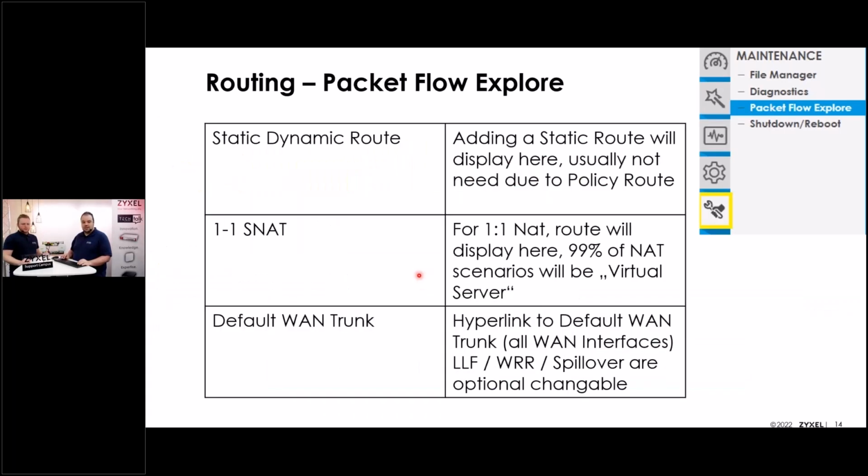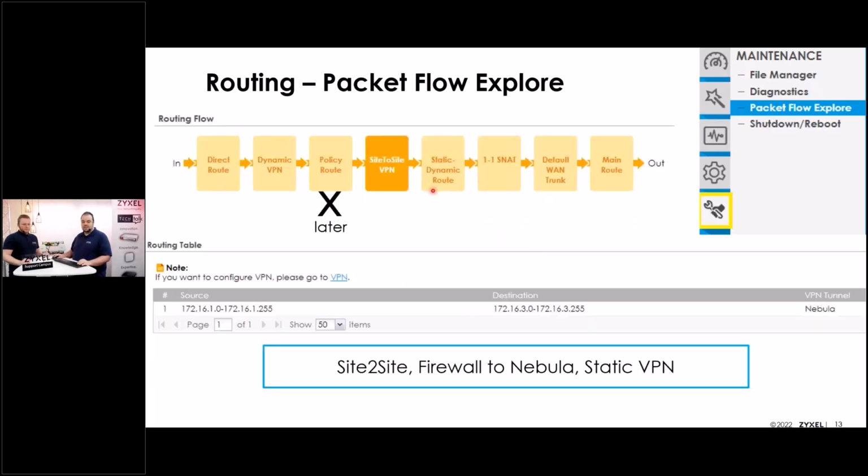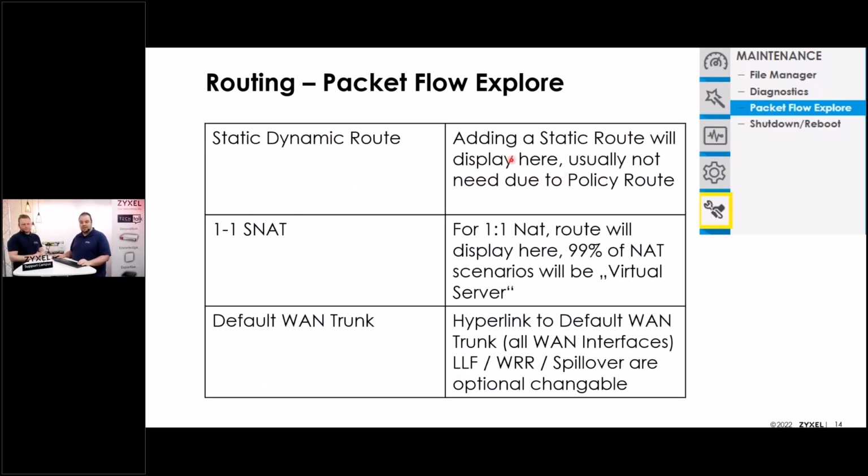Well, then the next three points, static dynamic route, one-to-one SNAT and default WAN trunk, we will do a bit quicker. For static dynamic route, it's usually not needed. Each scenario you could also cover by using a policy route, which is more detailed because we can link other objects like user, timetables, and so on. But there are a few scenarios, like if you have two firewalls after each other, or some specific DNS routing, where you need a static route.